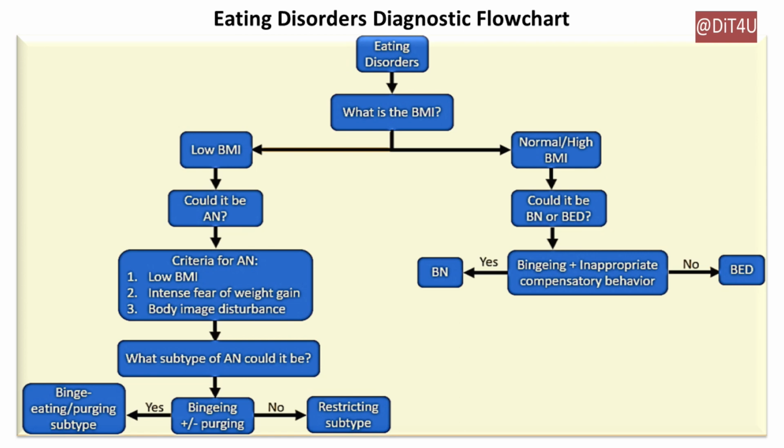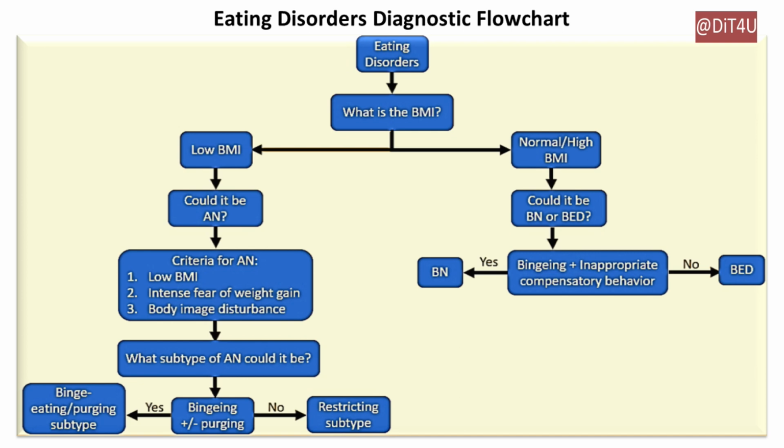If it is low BMI, could it be anorexia nervosa? Then consider the criteria for anorexia nervosa. Low BMI, less than 18.5, intense fear of weight gain, body image disturbance. If all are present, then it is anorexia. Then you have to ask yourself, what subtype of anorexia could it be? Is it binging with or without purging? If that is present, then it is binge eating or purging subtype. If it is not there, then it is restricting subtype. That is avoiding food. So going back to BMI, if the BMI is normal or high, then you have to consider, could it be bulimia nervosa or binge eating disorder, right?